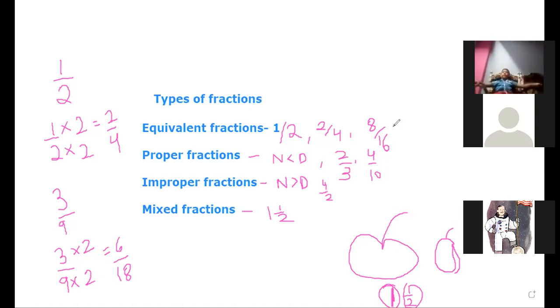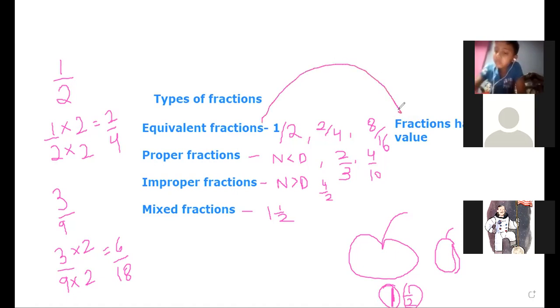And write here, if you want, you can write fractions having same value. What are equivalent fractions? Fractions having same value. Those are equivalent fractions. This is for equivalent fractions, okay? In case by example you are not understanding what is equivalent, you can write this definition so that things would be clear for you.